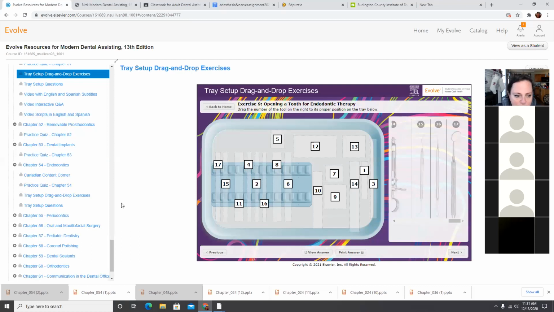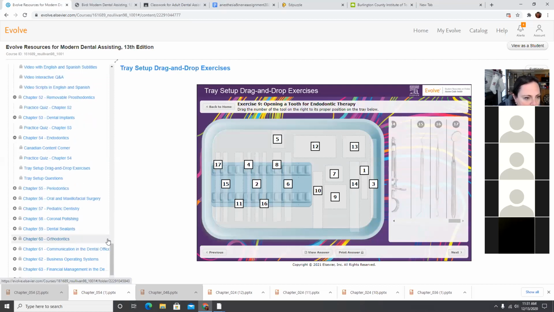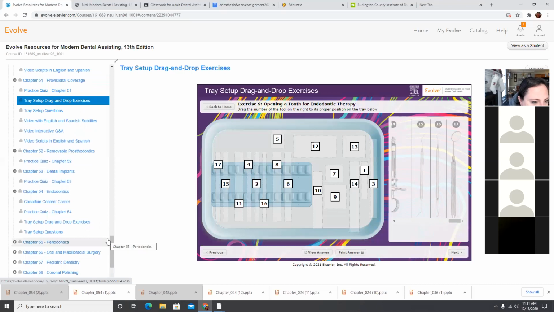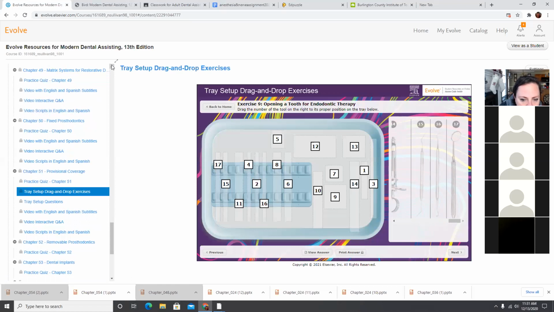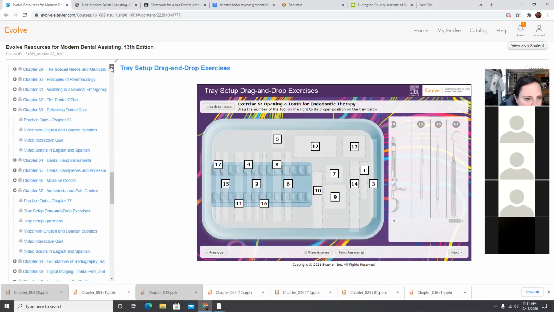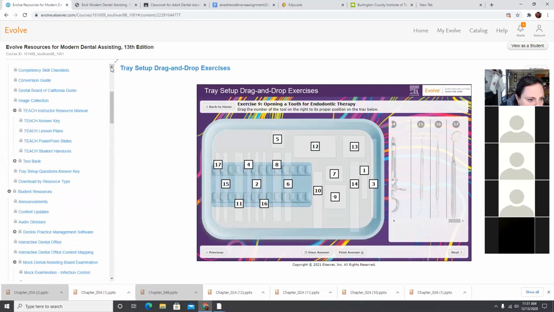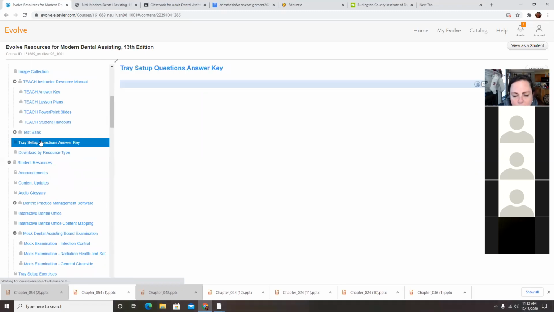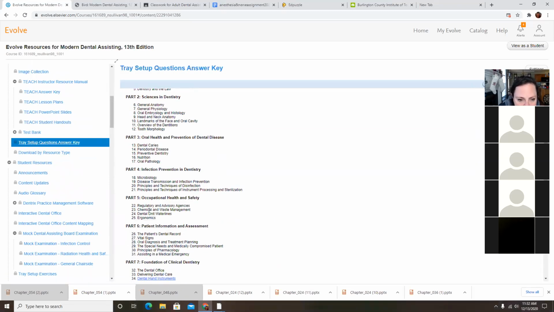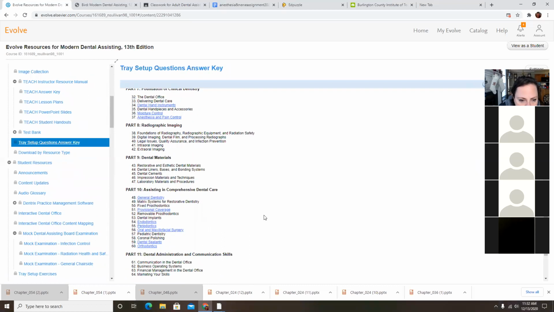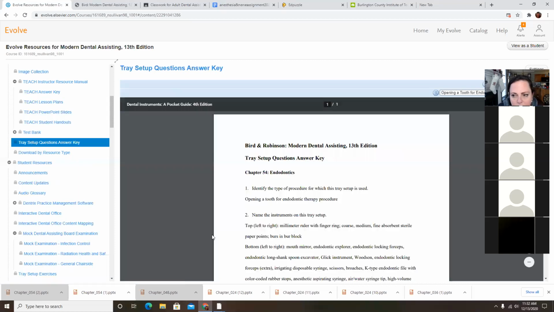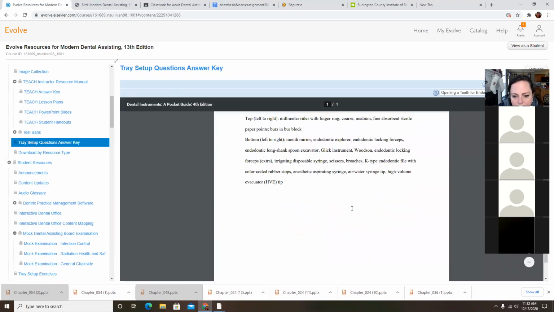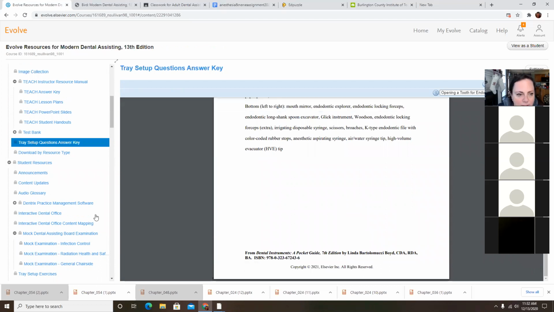Okay, and this is what your tray should look like. And I will show you what it looks like all set up. Hang on one second. Let me just get to it. No, it doesn't have a picture. That's interesting.